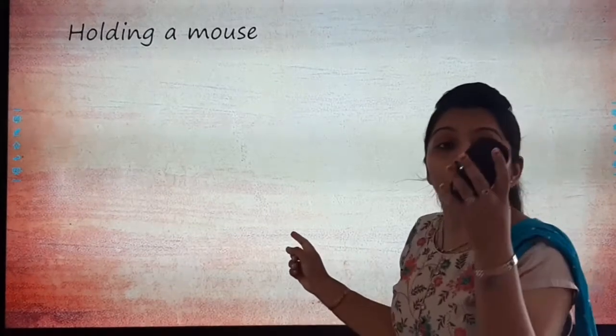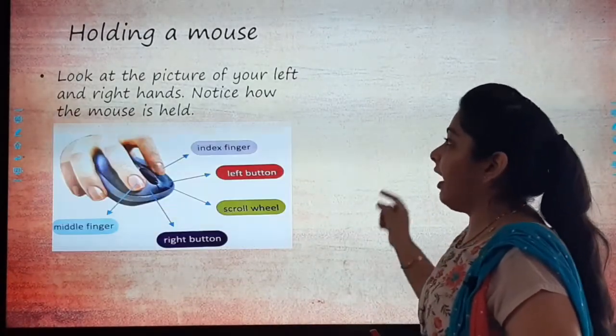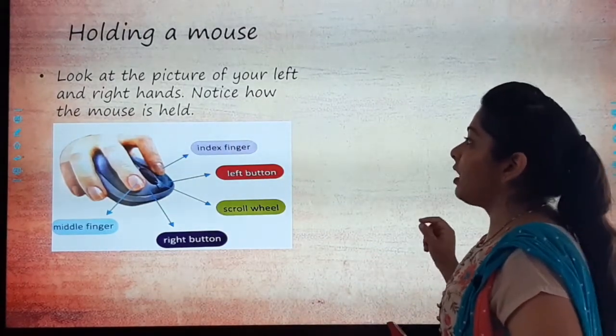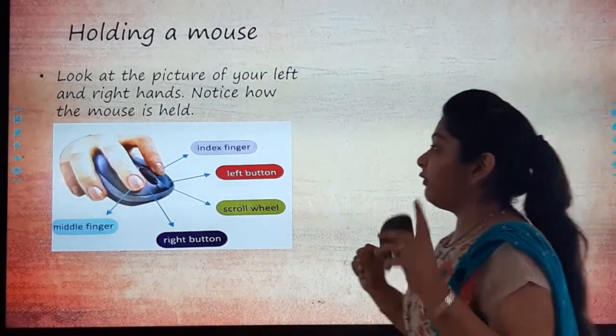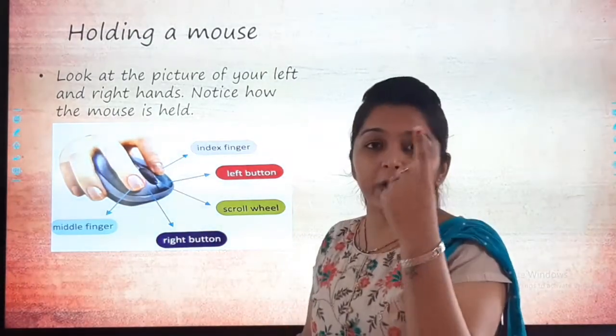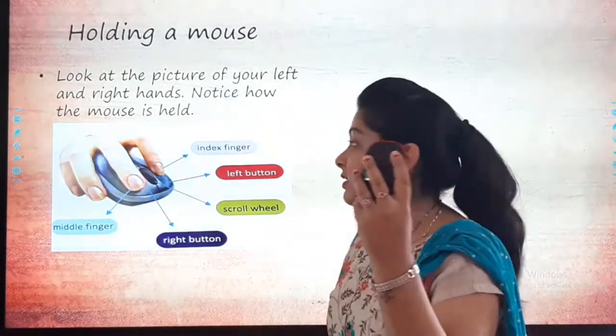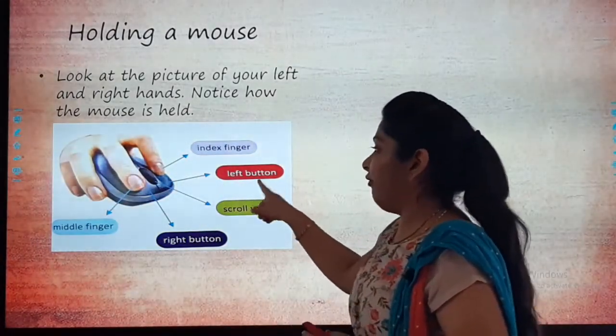How we should hold the mouse? Look at the picture of your left and right hands. Notice how the mouse is held. First of all, we will look at this picture. See, this finger is known as index finger, okay? And it should be placed like this. And this is the left mouse button.